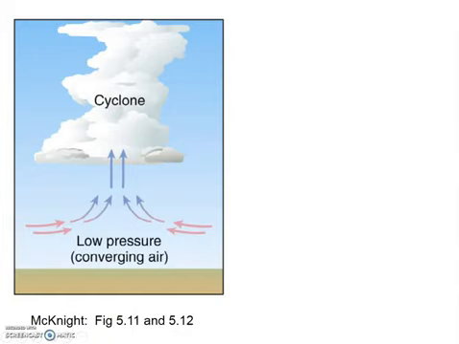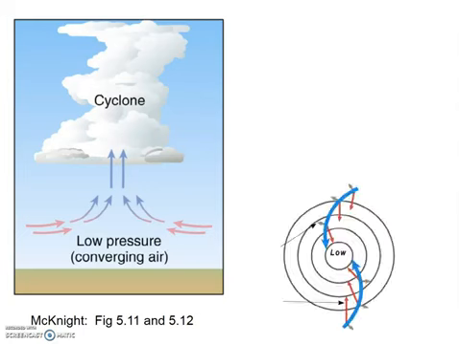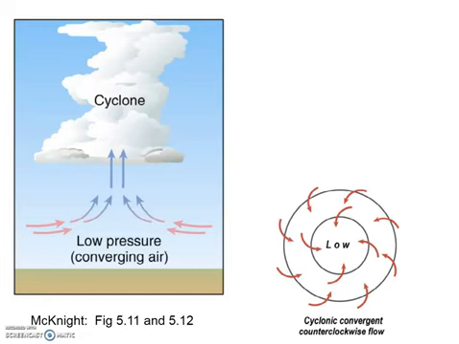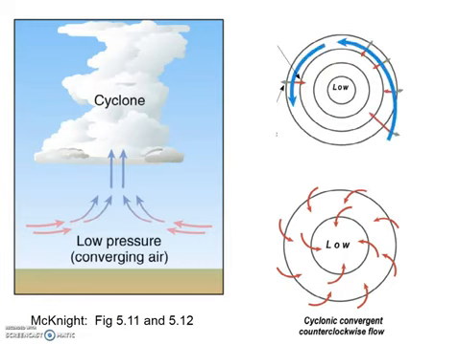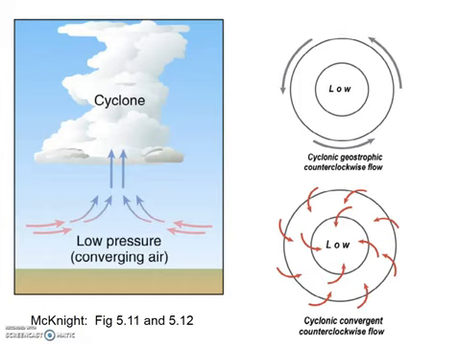One more time looking at a cyclone. At the surface, we have counterclockwise convergent air going towards the center. And in the center, we have rising air, which rises up to form clouds. In the upper atmosphere, we don't have the influence of friction, so the motion is counterclockwise geostrophic flow.